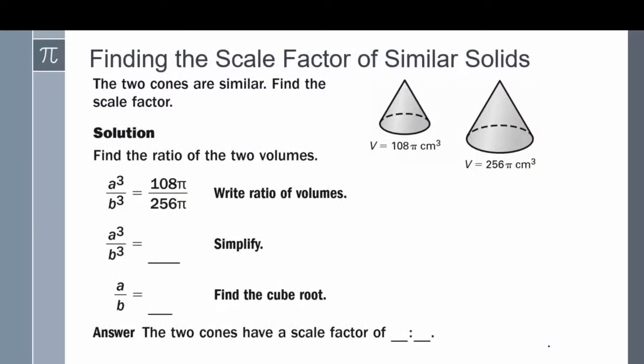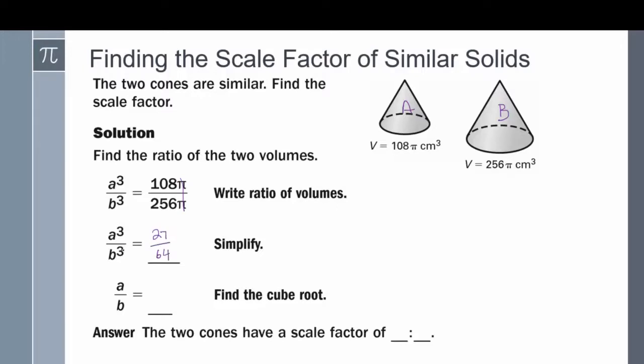Example 3, finding the scale factor of similar solids. The two cones are similar. Find the scale factor. Since we know the two cones are similar, we can set up the ratio as a cubed over b cubed is equal to the volume of cone A over the volume of cone B. So we have a cubed over b cubed is equal to 108 pi over 256 pi. If you simplify this, pi divided by pi is 1, and 108 and 256 simplify to 27 over 64.